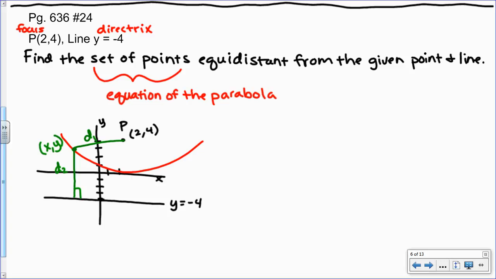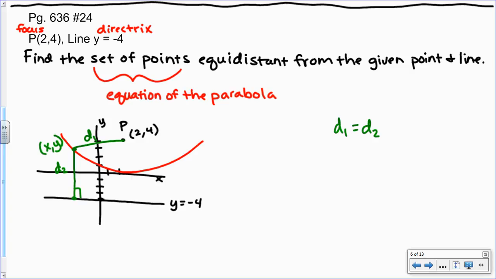So what I know is that distance 1 must equal distance 2. So I'm going to use the distance formula, which means you need ordered pairs. So you have (2, 4), and you have (x, y). I need an ordered pair for right here. Okay? I know that the shortest distance from a point to a line is perpendicular.